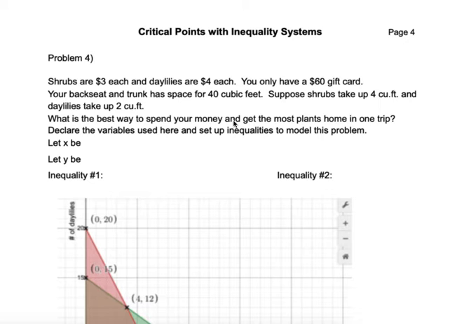So it's a little bit different of a setup than before because we're not worrying about maximizing your profit. And we'll see that later on. So let's start by reading the problem. Did that, declare variables, set up our inequality, and then carry on.